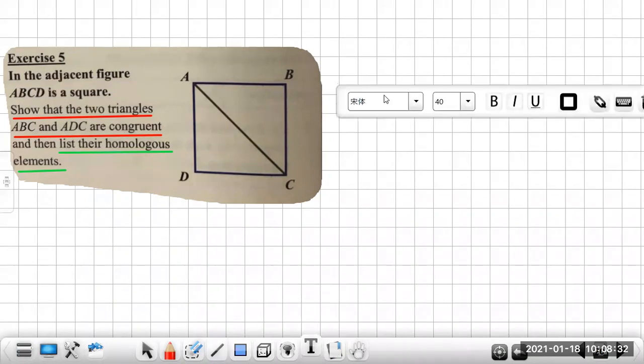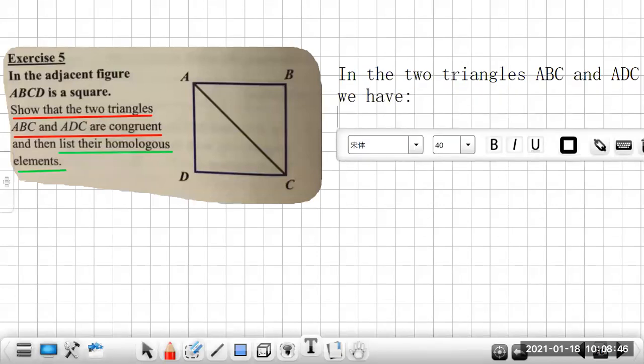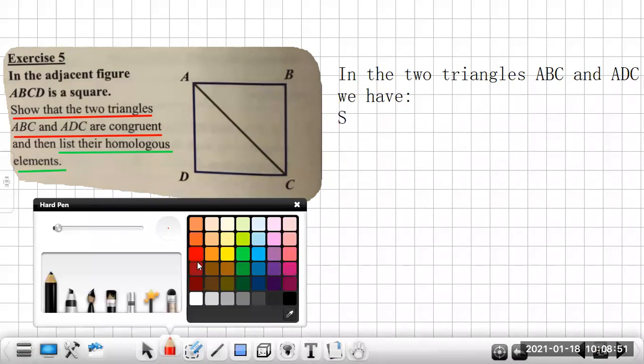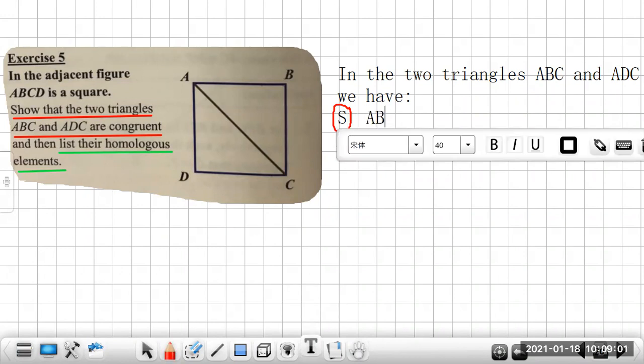Let us start in the two triangles ABC and ADC. We have, what is the first side, Natalie? Side AB is equal to CD. What is the justification?